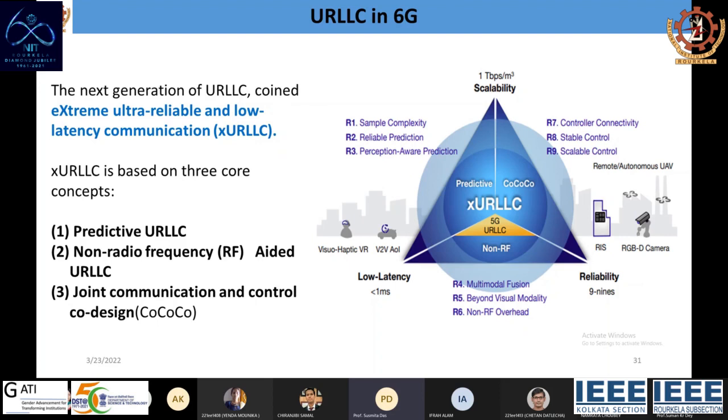Of the three core concepts, the first one is predictive URLLC. 5G URLLC, we can say, is reactive in nature, and it is built upon the availability of no special traffic model and questioning the adequacy of the definition of reliability. In contrast, extreme URLLC is essentially predictive. It will leverage the recent advancement in machine learning.